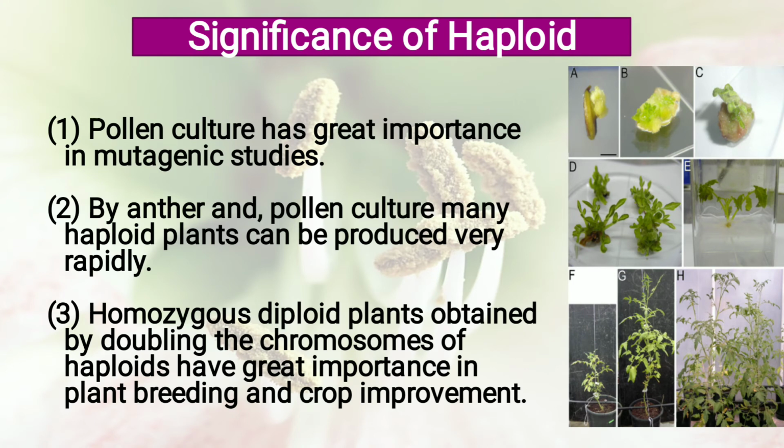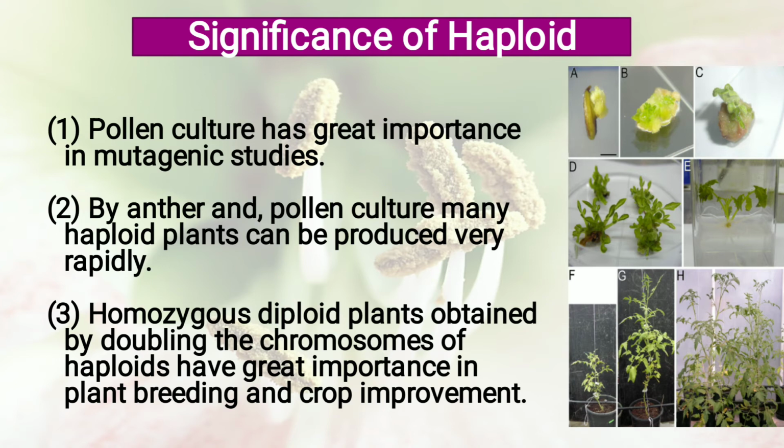Then the significance of haploid plants. What is the significance? In diploid cells, the chromosomes exist in homologous pairs. The genes for specific characters are also present in pairs, which are known as allelic gene pairs. Pollen culture has great importance in mutagenic studies. That means you use pollen culture for studying mutagenic changes or mutation breeding.